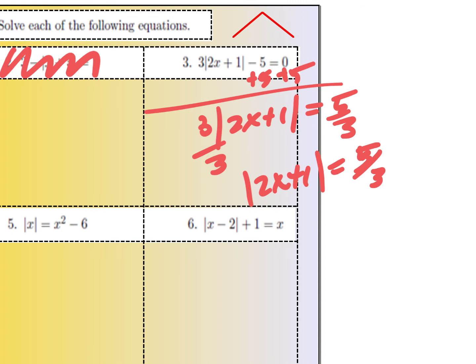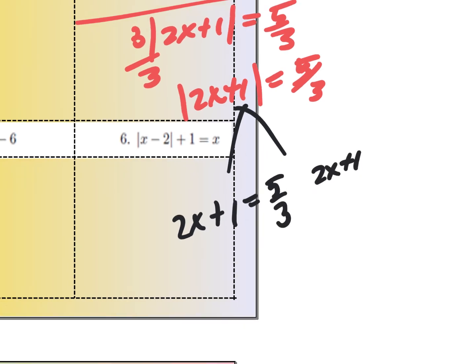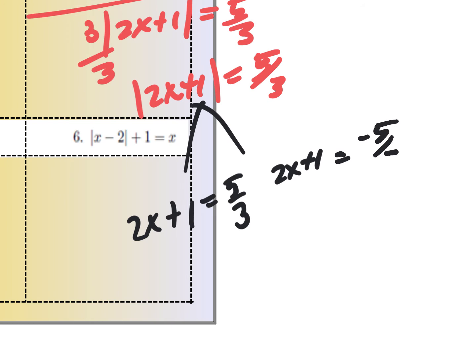Who thought of timesing by... Oh, wait a minute. No, I can't do that. If I times by 3, I'll just get the problem back again. Okay, so I can't clear them yet, but I hope later you cleared them. 2x plus 1 equals 5/3, and 2x plus 1 equals negative 5/3.